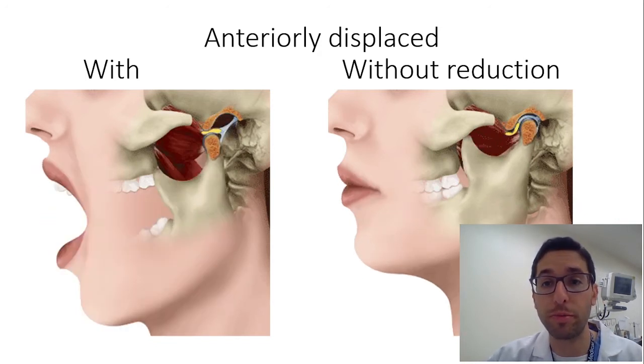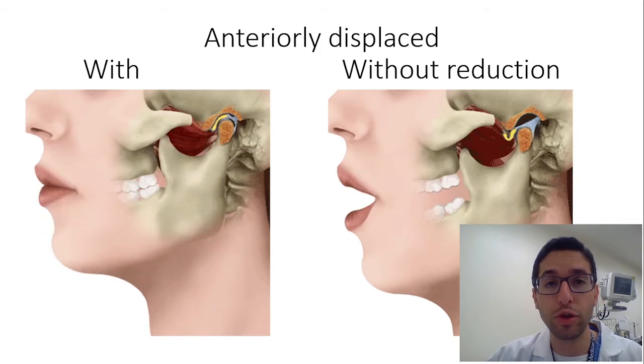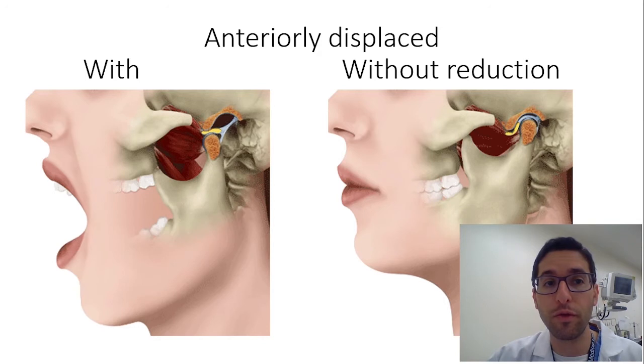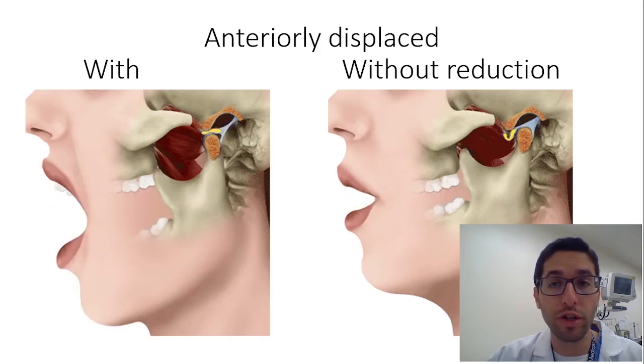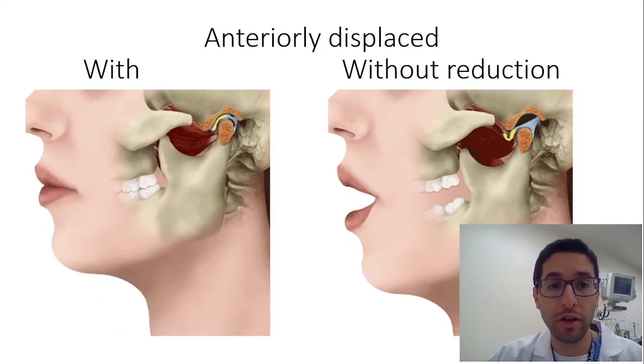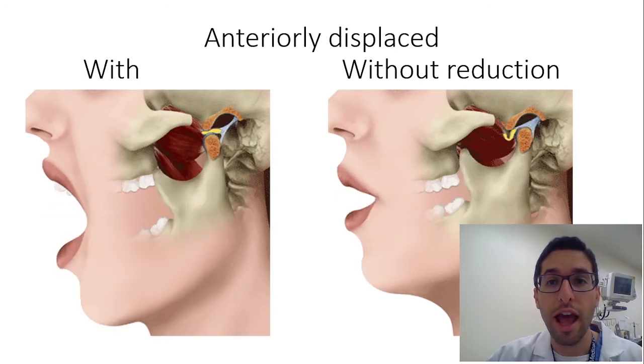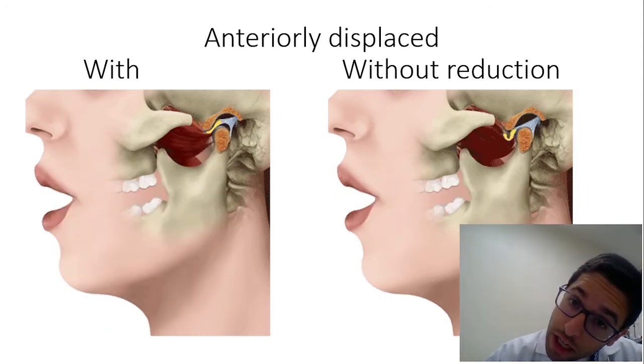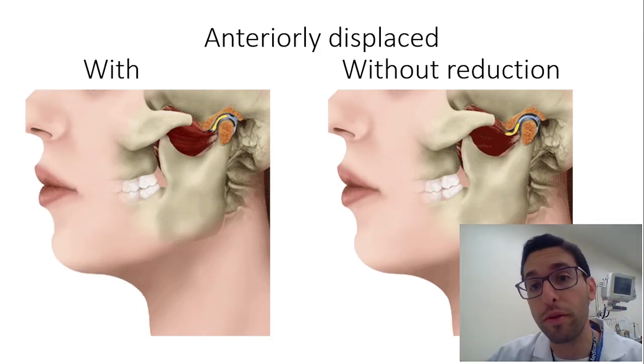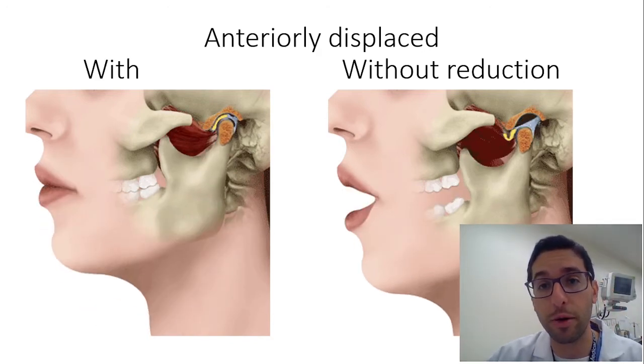Hopefully these two illustrations really present it nicely. When we say internal derangement, we're talking about anterior displacement, and then we have the categories of with and without reduction. With reduction means that you'll hear the click, but it will get to its final normal position, and without reduction you won't have a click, and you probably won't even be able to open fully because you'll basically be blocked out.